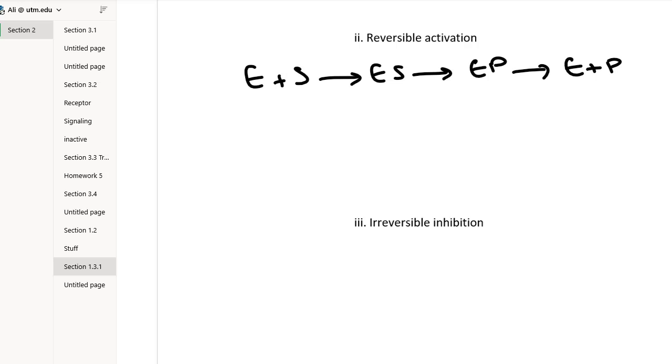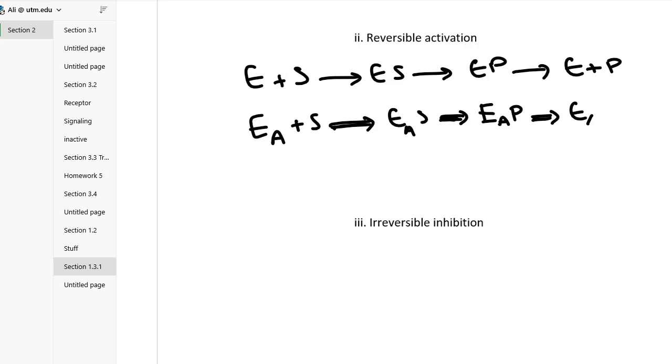So if A is bound to the enzyme, here's E with A bound, so we'll just call it EA. Plus the substrate, what you'll get is just a little bit more enzymatic activity. The enzyme will just simply work a little bit better. The enzyme's catalytic activity will increase, meaning that the rate at which it catalyzes the reaction increases. And again, this is reversible, meaning that the activator is binding to the enzyme through weak interactions. It's not a covalent interaction.